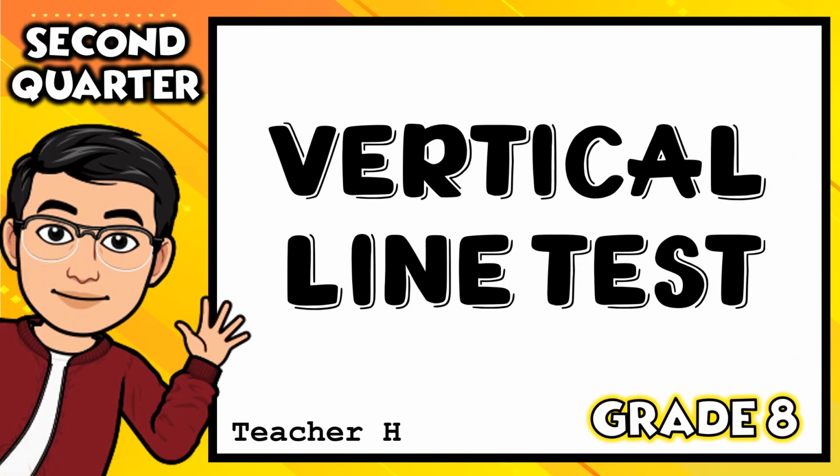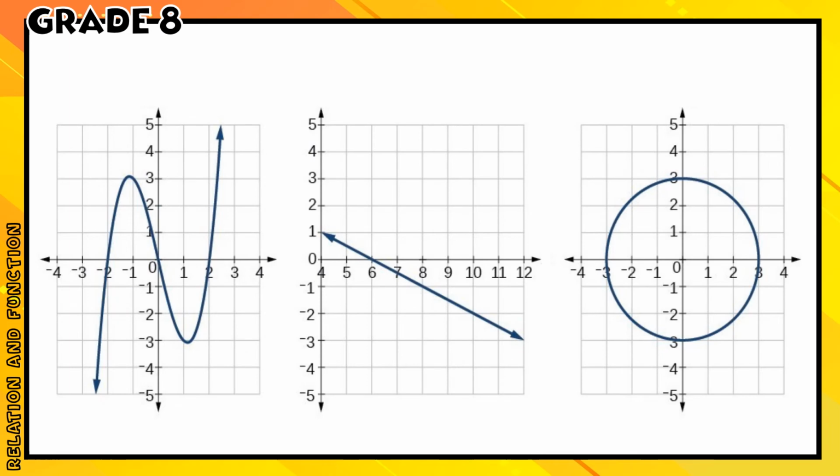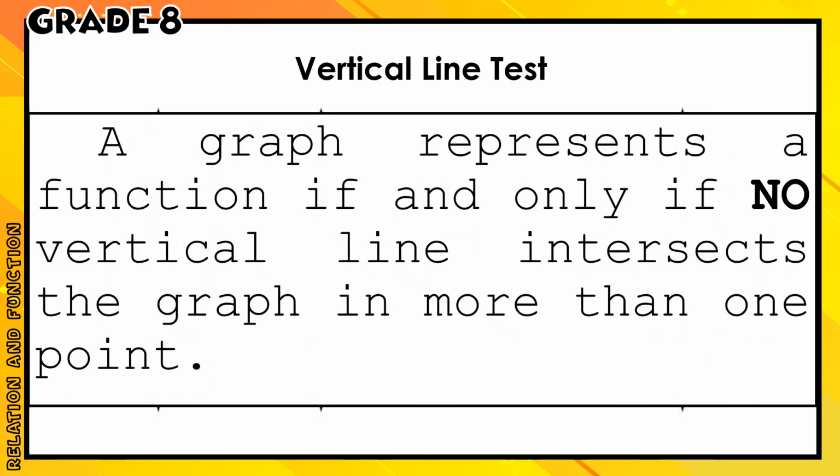Okay, let's proceed to this one. We have the vertical line test. This time we have 3 given graphs. And our ultimate goal, by just simply looking at the graph, we are asked to identify if it is a function or not a function or just a relation. For us to identify if a given graph is a function or not a function, we are going to use the vertical line test. Vertical line test is defined: a graph represents a function if and only if no vertical line intersects the graph in more than one point.